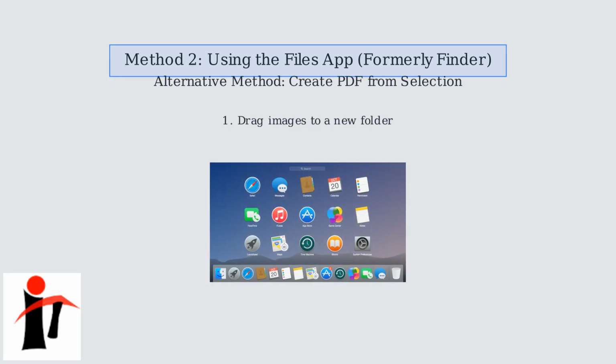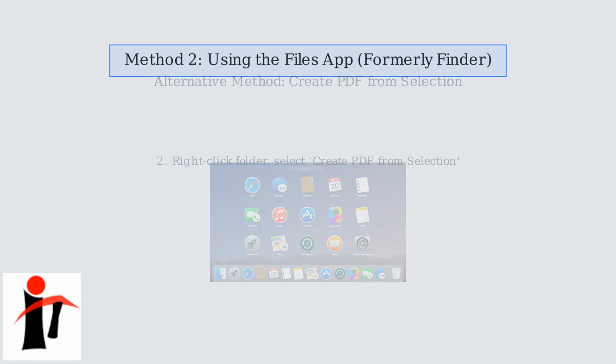For an alternative approach, you can drag multiple images into a new folder in the Files app. Right-click on the folder and select Create PDF from Selection. This will combine all the images in the folder into a single PDF file. Both methods in the Files app are straightforward and don't require any additional software.